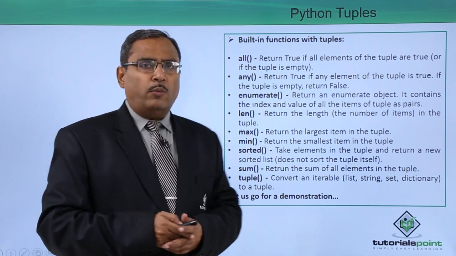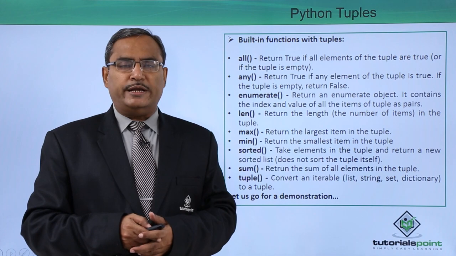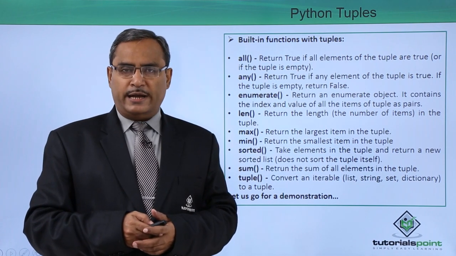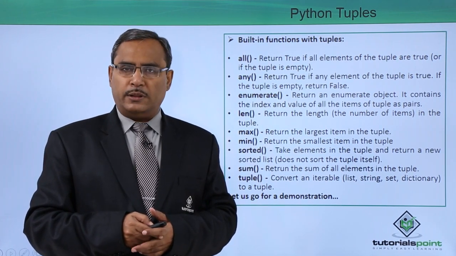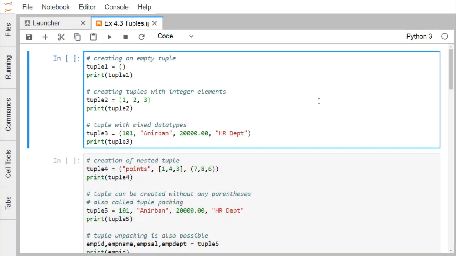Now let us go for one demonstration for better understanding of how we can define and operate with our tuple objects. In Python programming, a tuple is very much similar to a list. The difference between the two is that we cannot change the elements of a tuple once it is assigned, whereas in a list the elements can be changed. That means a list is mutable and a tuple is immutable.